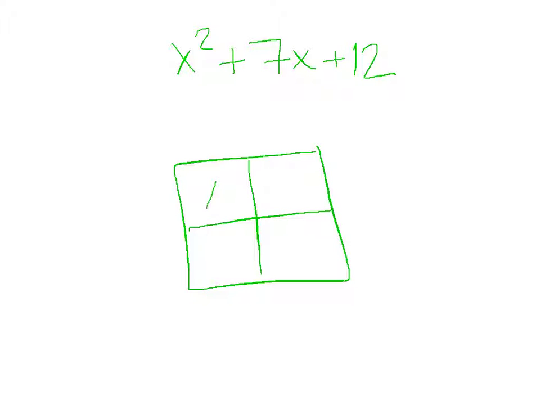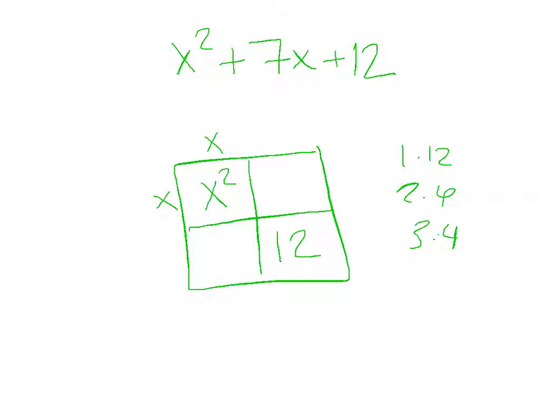I'm going to put x squared in the top left, 12 in the bottom right. And now the 7x I have to split between the two boxes. Once again, x times x gives me x squared. And then for the 12, I've got 1 and 12, 2 and 6, 3 and 4.